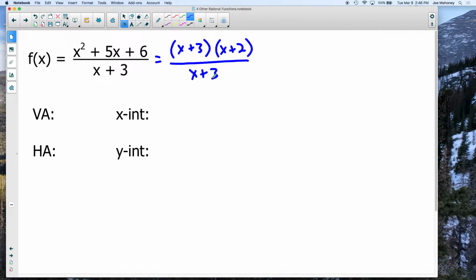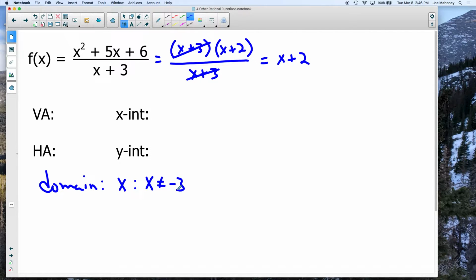And you know that you can cancel common factors. So I'm going to cancel these two out. So really, this is the function y equals x plus 2. But hold on though, because it's still a rational function. And I still got to pay attention to the domain here. So remember, the domain of the function is all x's except for -3.